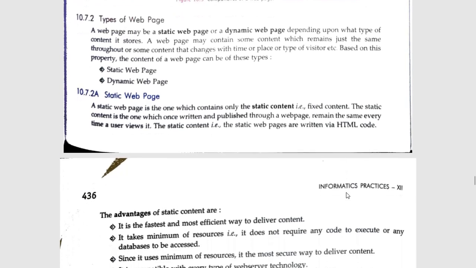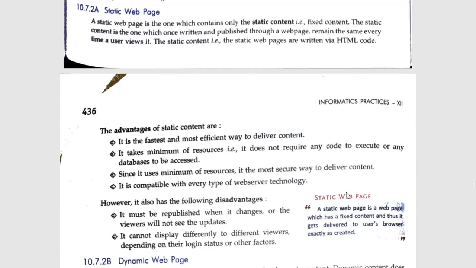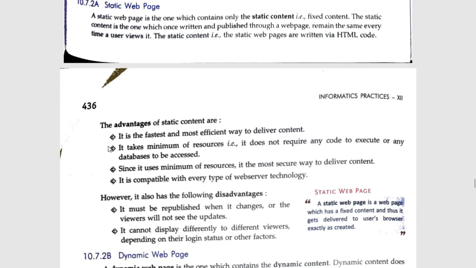Okay, so let's see what are the advantages of static content. The advantage is that it is the fastest and most efficient way to deliver content. It takes a minimum of resources, that is, it does not require any code to execute or any database to be accessed. Since it uses a minimum of resources, it is the most secure way to deliver content. Obviously, if the resources are fewer, you don't have to worry too much about security. And also it is compatible with every type of web server technology. Since the content is static, every web server technology is compatible with it.